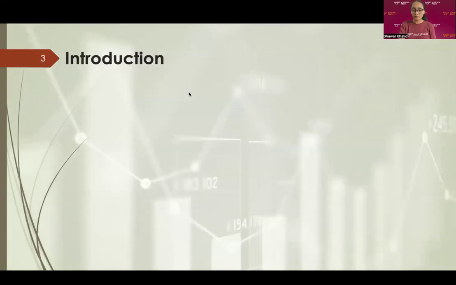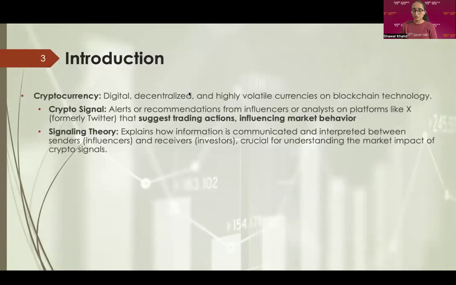All right, so let's begin with a quick look at a few terms. First, cryptocurrency. What is crypto? Crypto is actually a digital currency that operates on blockchain technology. One of their key features is decentralization, which means that they are not controlled by any central authority, like a government or a bank, which gives crypto a lot of potential, but also makes them highly volatile. So the prices can swing quickly, often within short periods of time.